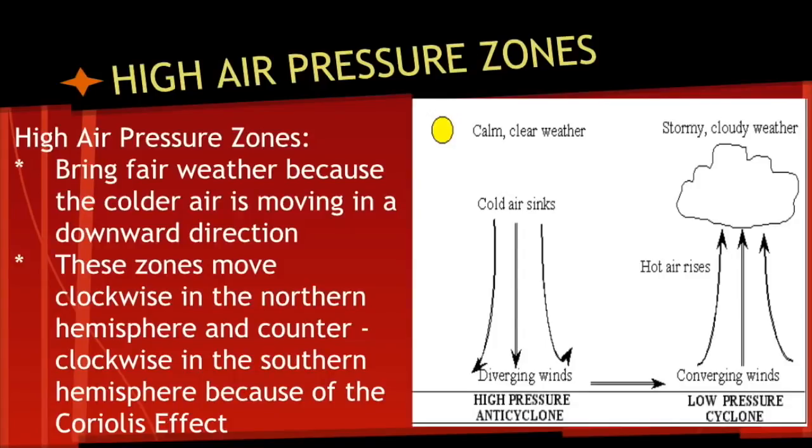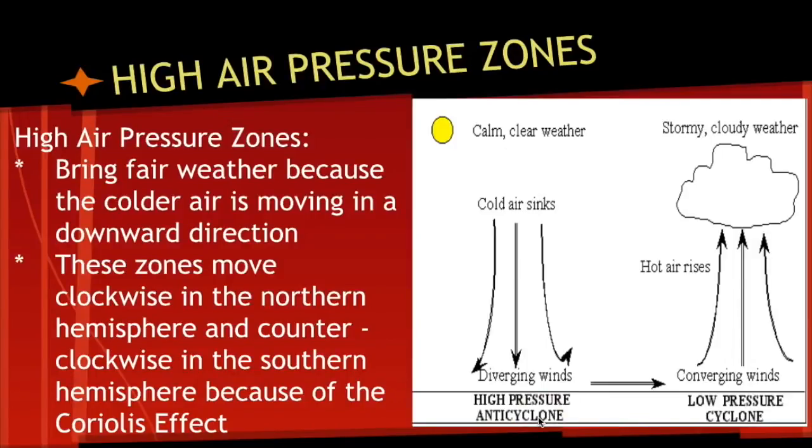When we look at high air pressure zones, that is actually the opposite. It brings fair weather because the colder air is moving in a downward direction. We're looking at this part right here. This is called the anticyclone. It does not result in bad weather. We have calm, clear weather. The cold air is sinking here and the winds are diverging. These zones move clockwise in the northern hemisphere and counterclockwise in the southern hemisphere because of the Coriolis effect.